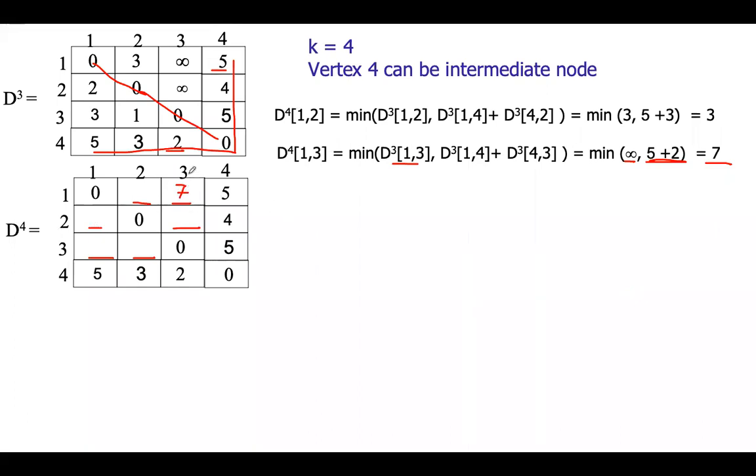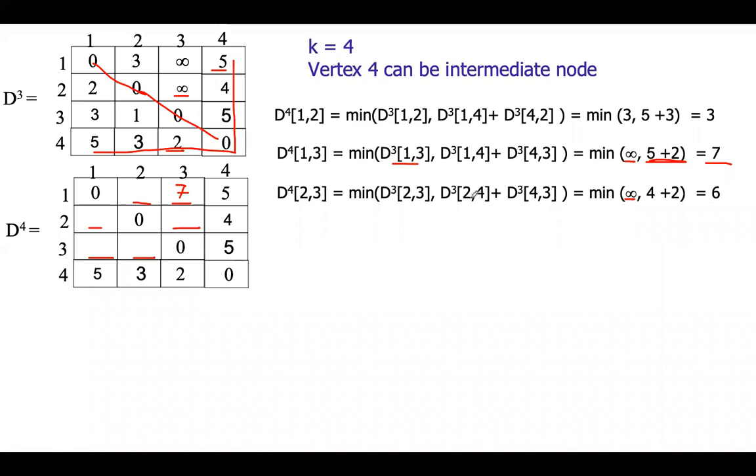Next, D4 of 2 to 3. I need to find out D4 of 2 to 3. D4 of 2 to 3 is equal to the minimum of the previous value, which is infinite, and the new value through 4. 2 to 4 and 4 to 3. 2 to 4 is 4, 4 to 3 is 2. 4 plus 2, minimum of 6 comma infinite is 6. This value will be 6.